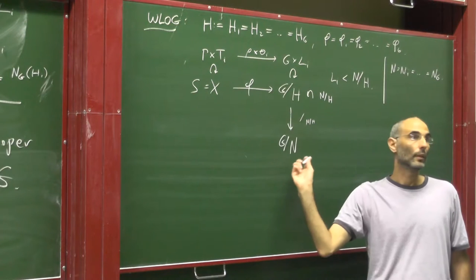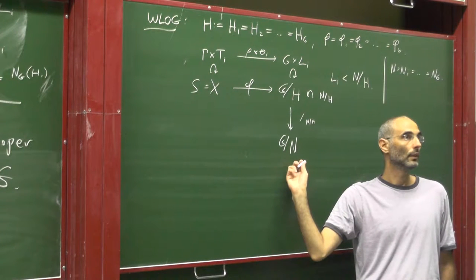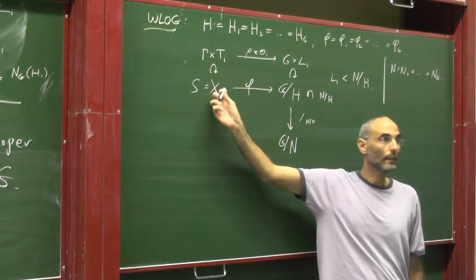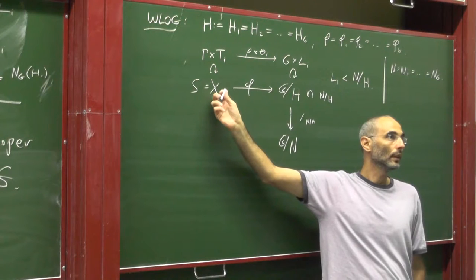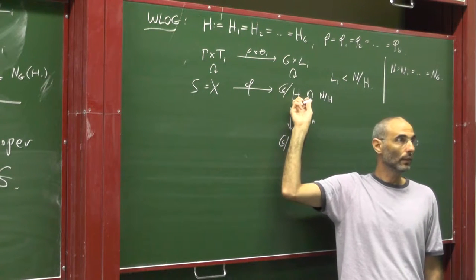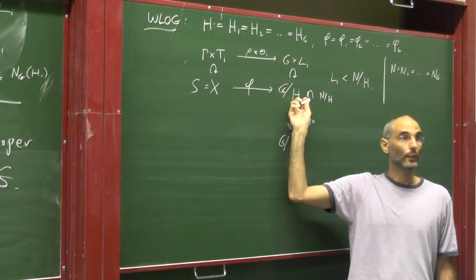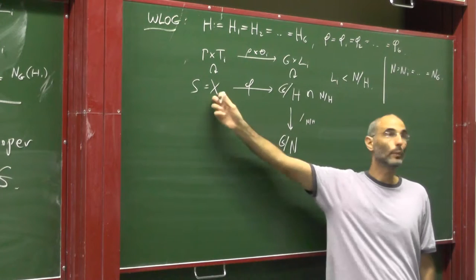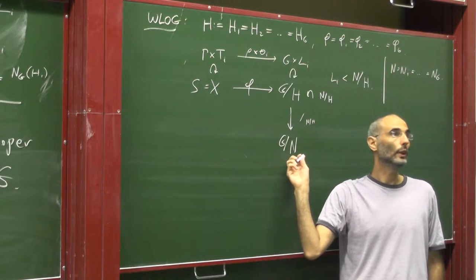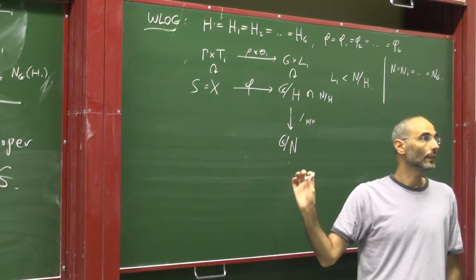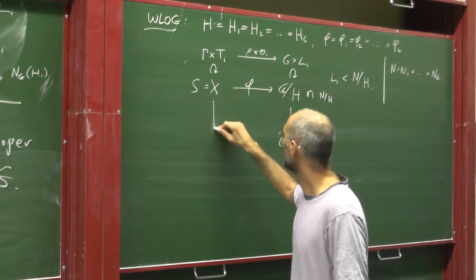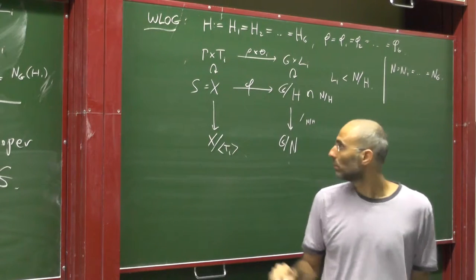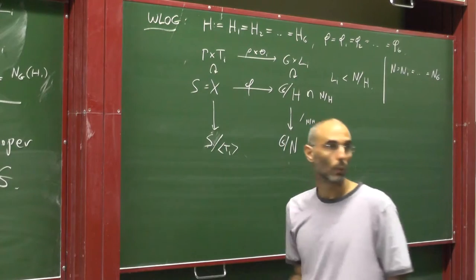Consider this composed map here. Ti acts here on the right. T1 acts on the right. It acts here via the map into L1, which here is a trivial action. This map will be T1 invariant. It will be T2 invariant. It will be invariant under all the Ti's. So it will factor through S mod all the Ti's.